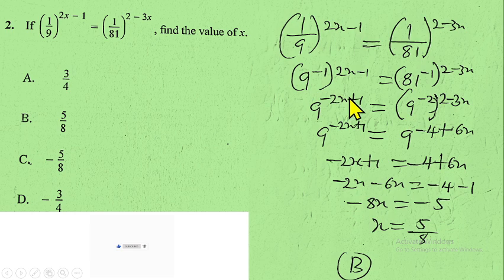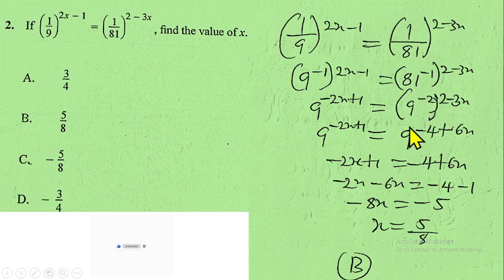So, and we know that minus 1 will multiply this power of 2x minus 1 according to the law of indices. So minus 1 multiplied by it gives us minus 2x. Then minus 1 times minus 1 gives us a plus 1, equals to, we can find the index of 81, which is 9 raised to power 2. Then that will multiply minus 1 here, giving us minus 2. Then bracket 2 minus 3x.